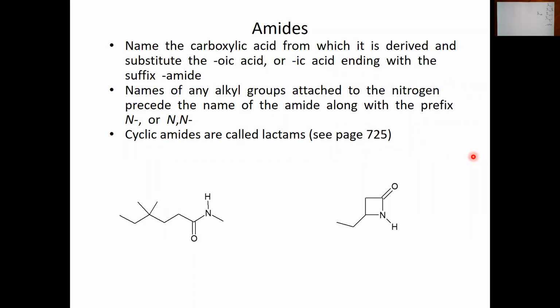Like all other derivatives, amides are named as if they were carboxylic acids first. So starting at the carbonyl, counting 1, 2, 3, 4, 5, 6 carbons, the 6-carbon IUPAC name would be hexanoic acid. Hexanoic acid becomes hexanamide when you realize that it's an amide over here.